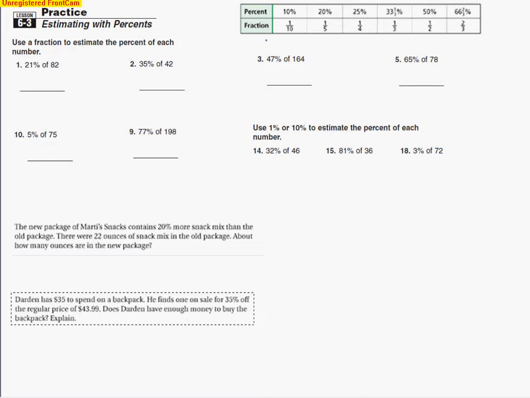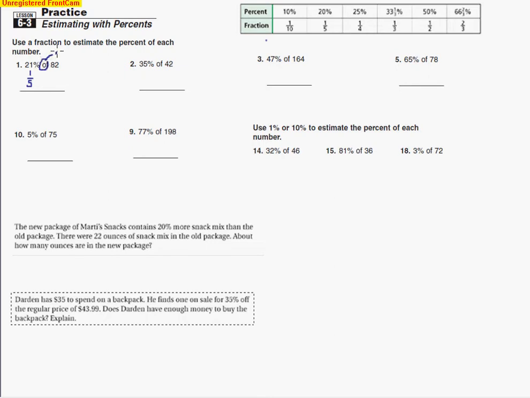When I'm looking at 21% of 82, I'm going to look at my chart here to help me figure out what percent is close to 21. Well, when I look at it, 20% is pretty close. I'm going to use 1/5. So in place of 21%, we're going to use 1/5. Now, of, this word, always tells us to multiply.